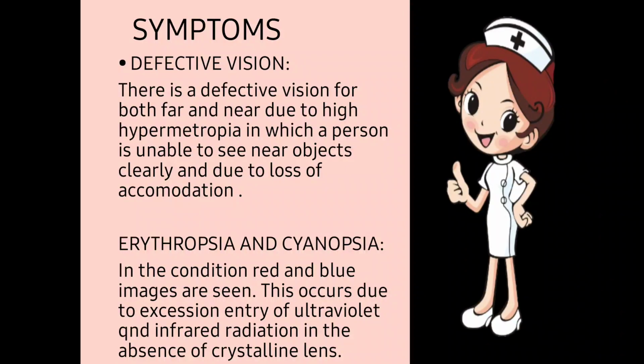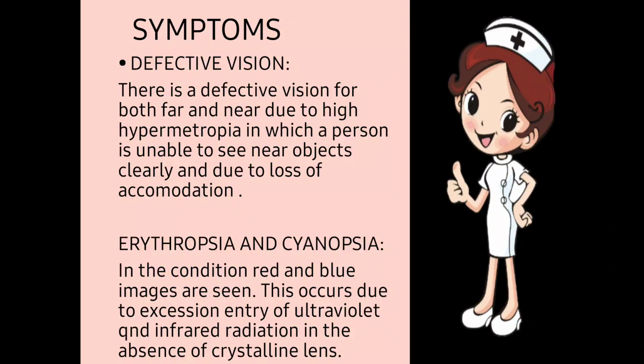Defective vision. There is a defective vision for both far and near due to high hypermetropia, in which the person is unable to see near objects clearly due to the total loss of accommodation. There should be a defective vision, meaning a very blurred vision for near as well as far. The patient is not able to see near as well as far clearly, because there is a total loss of accommodation.